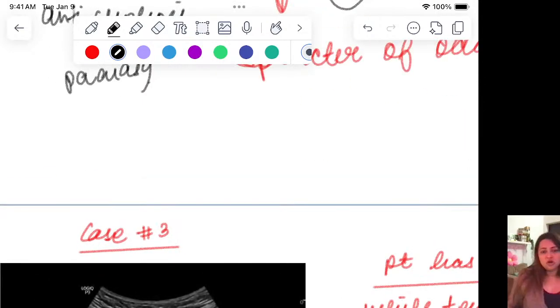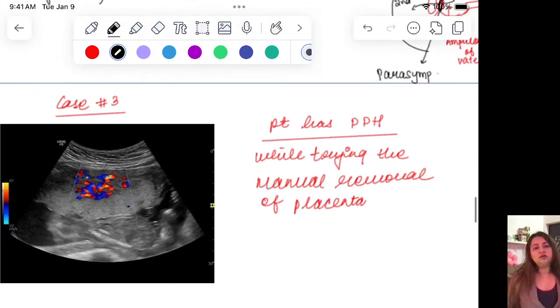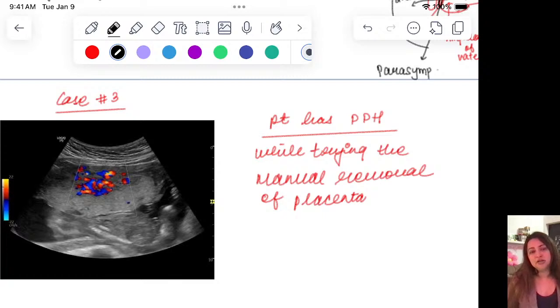All right. Now let's talk about the next case. So look at the history. This patient is having PPH. PPH is postpartum hemorrhage. While the obstetrician was trying to do the manual removal of the placenta, the patient started bleeding profusely. And when you look at the ultrasound, you're able to appreciate that this structure is the placenta.